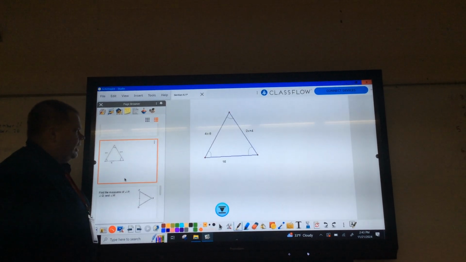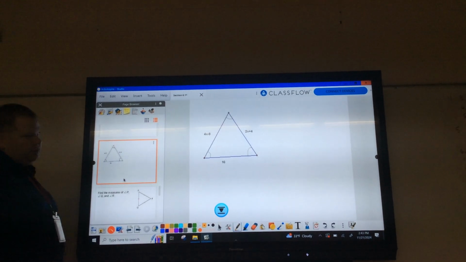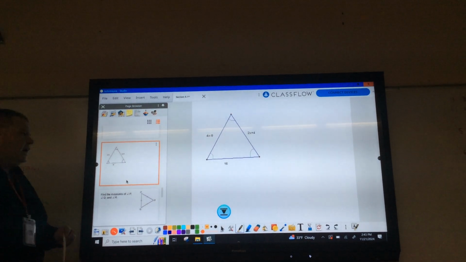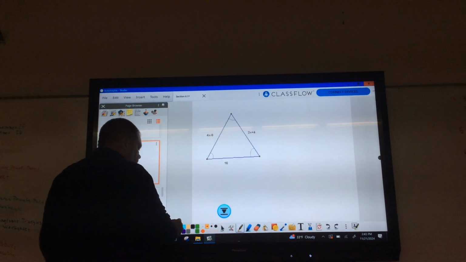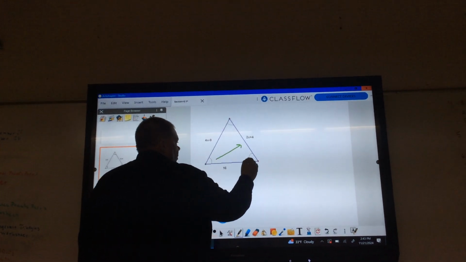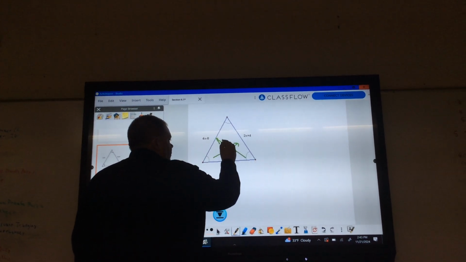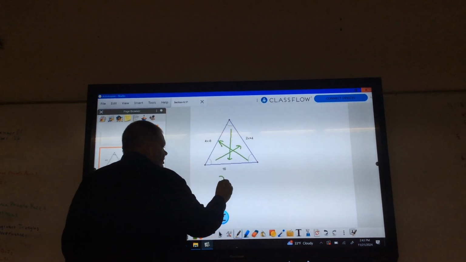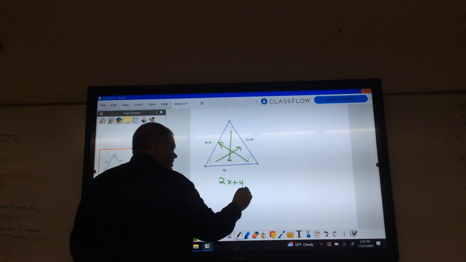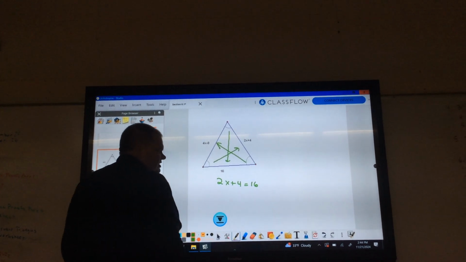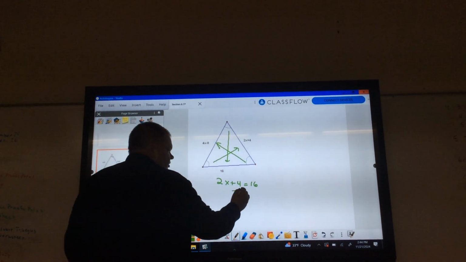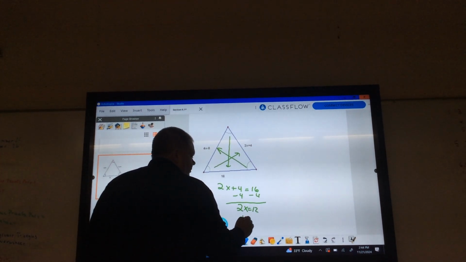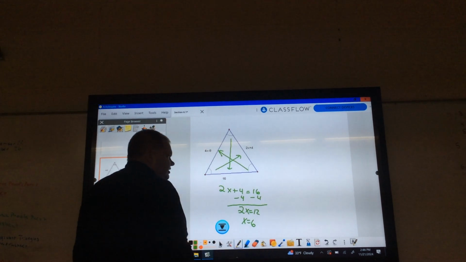Now, when you get into equilateral triangles and equiangular triangles, they are going to be the same. So if you look at the picture you've got here on the board, all three angles are equal, which means that all three sides are the same. So you want to pick the one that's probably the easiest for you to solve. In this case, I think it's 2x plus 4 equals 16. So I'm going to subtract 4 from both sides. So 2x is 12. That means that x is 6.